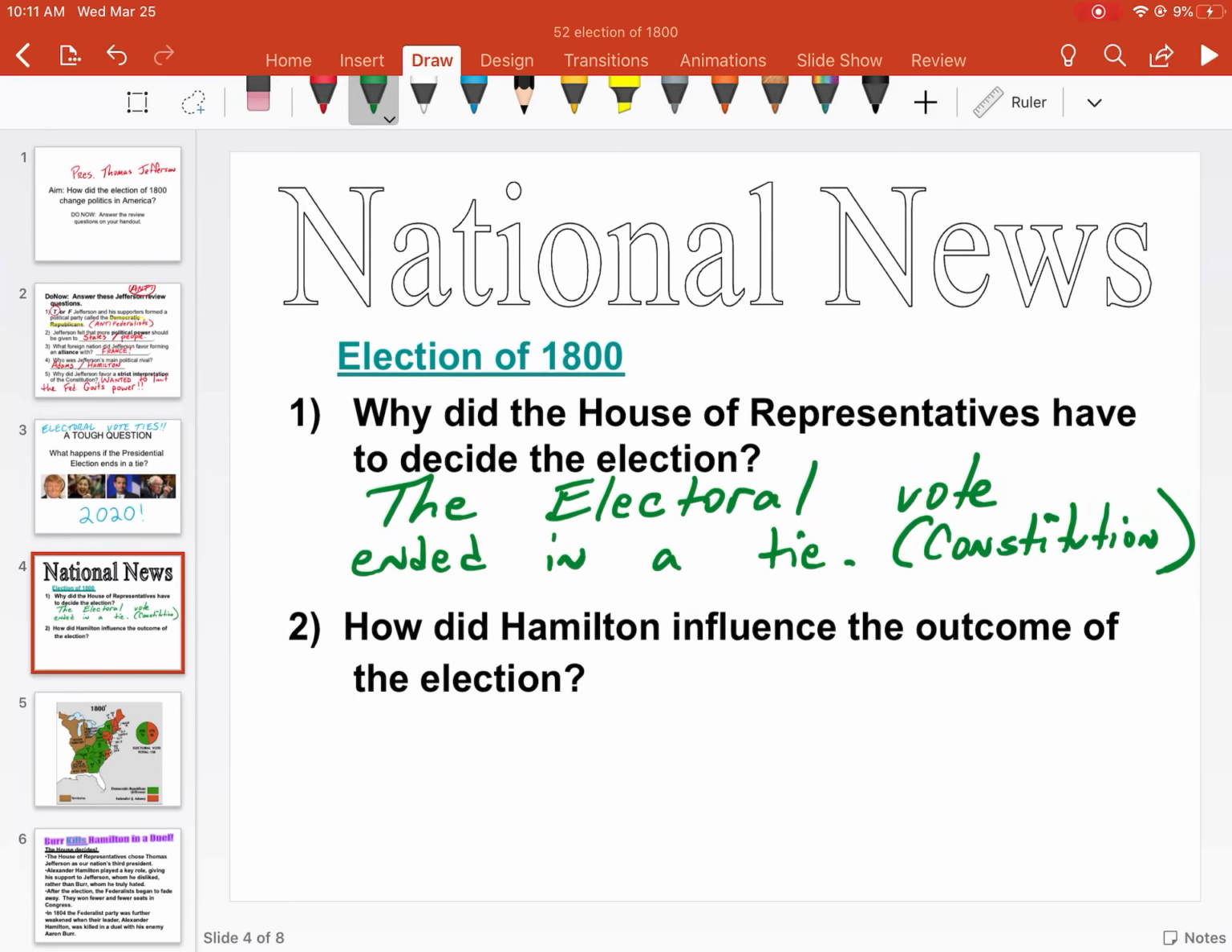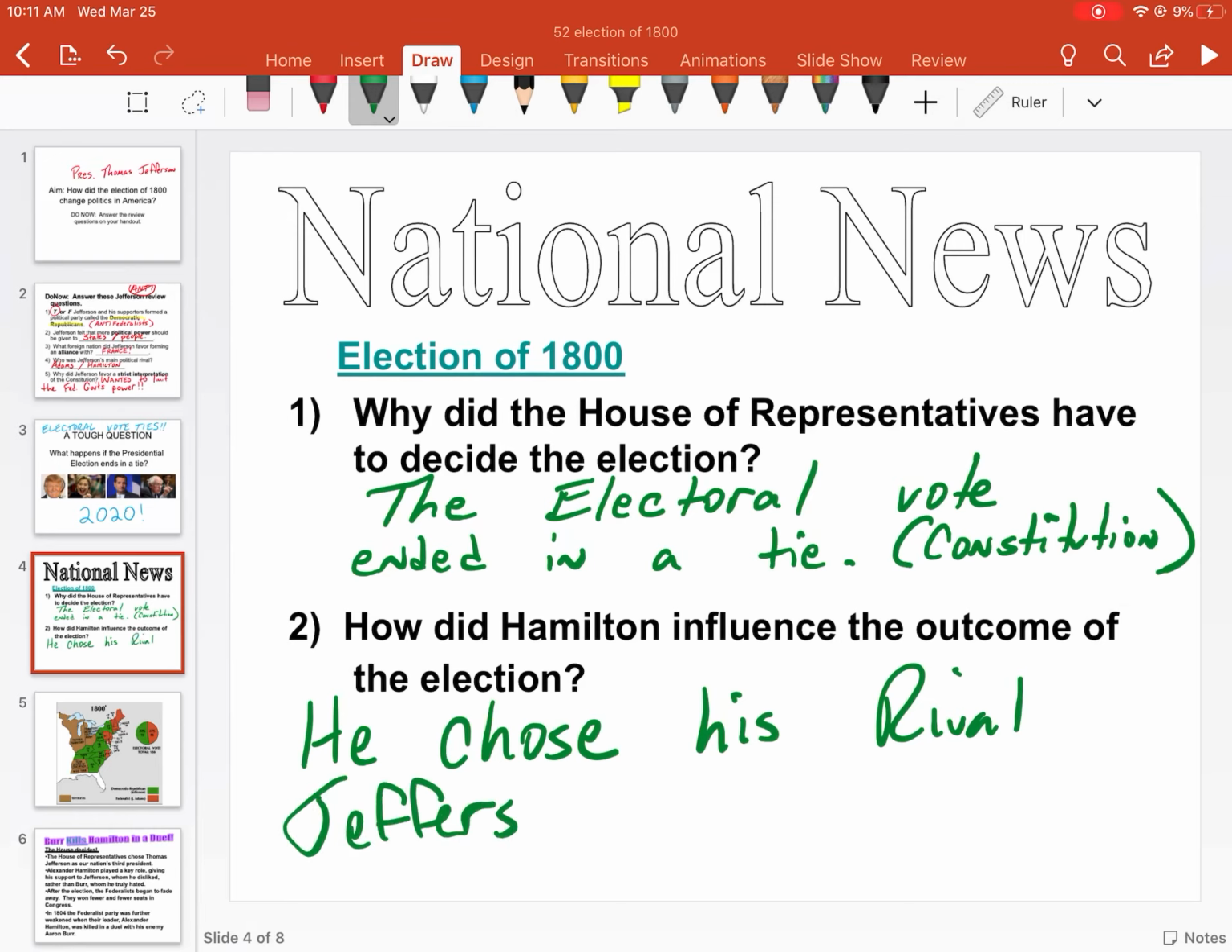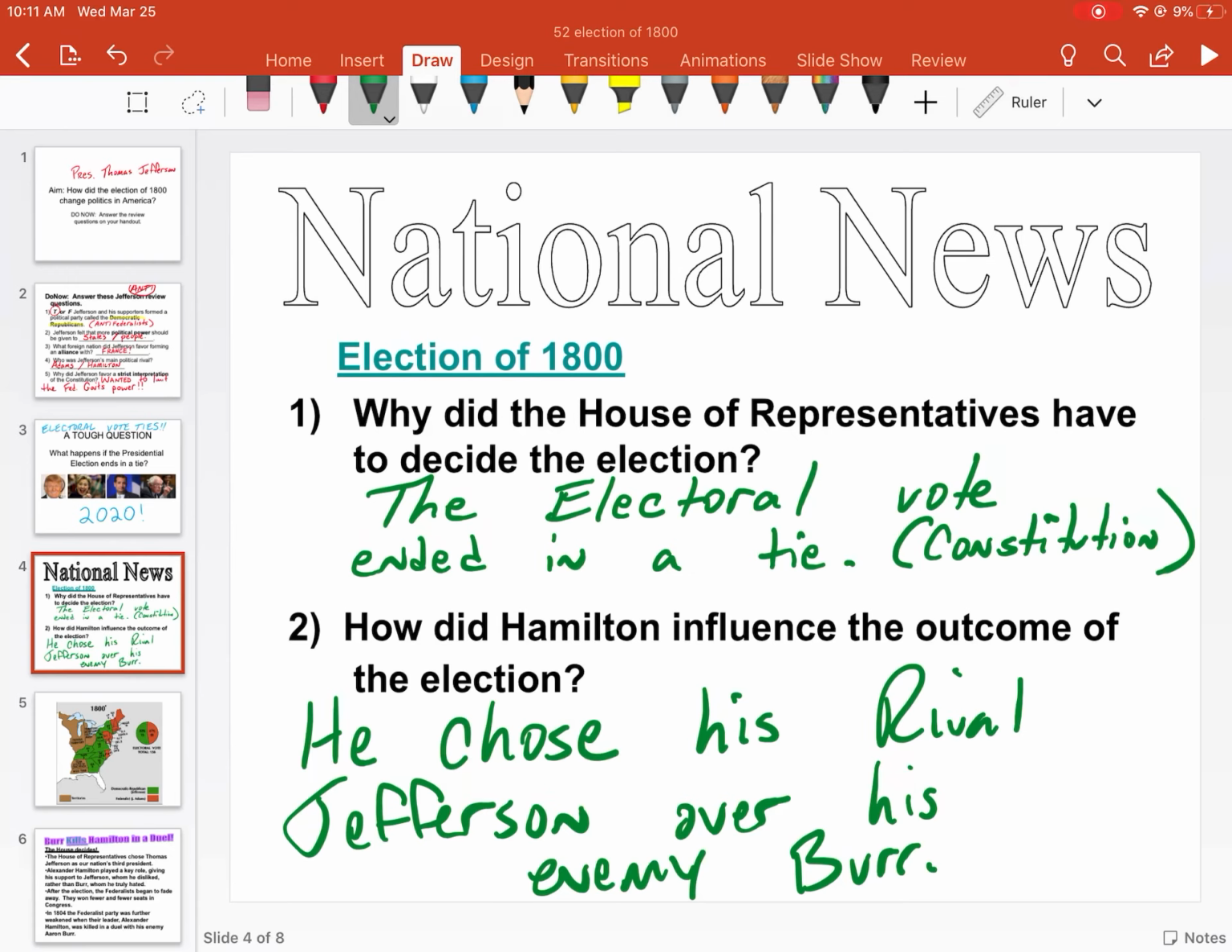This is probably the most interesting part of the lesson. Hamilton chose his rival, Jefferson, over his enemy, Aaron Burr. Hamilton was a very influential Federalist. He was probably their leader by this point. In 1800, George Washington was dead. John Adams had lost the election. He was no longer a leader of the Federalists. Hamilton was now the leader of the Federalists.